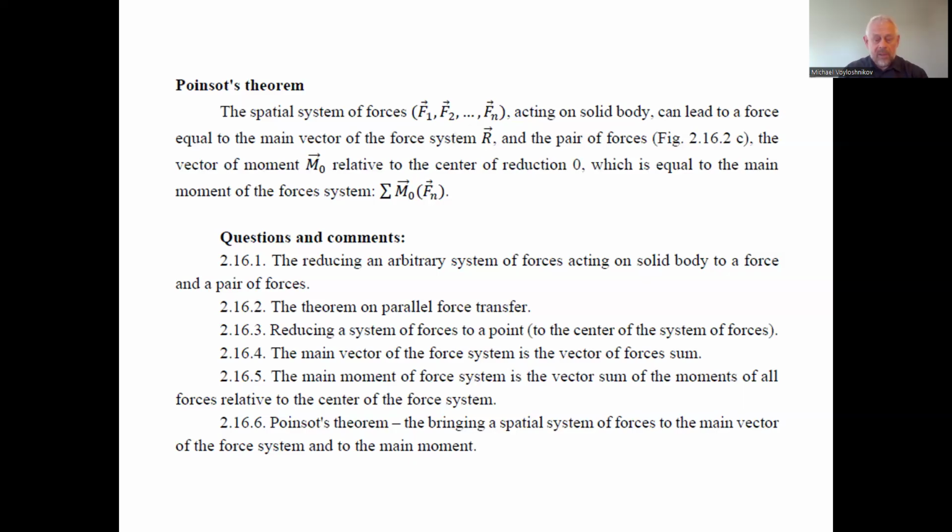The theorem brings in a special system of forces to the main vector of the force system and to the main moment. By reducing a system of forces to any arbitrary point, we can get just two components: the resultant force and the resulting vector of moment relative to this point of reduction of the system of forces.